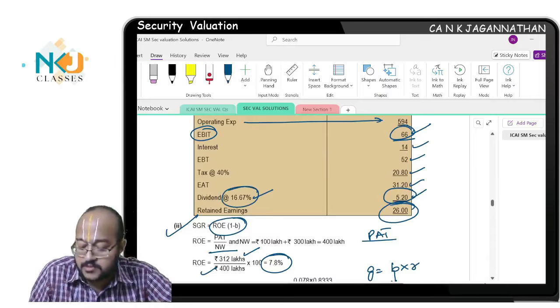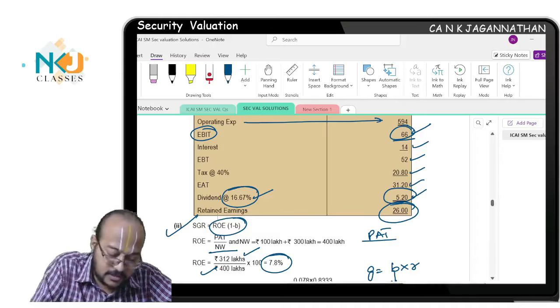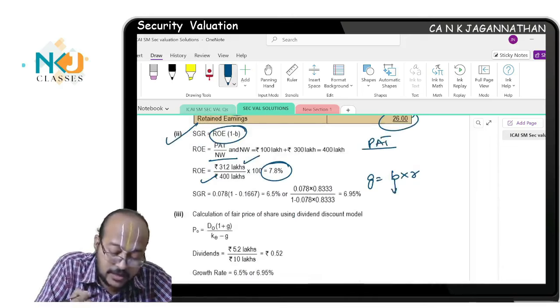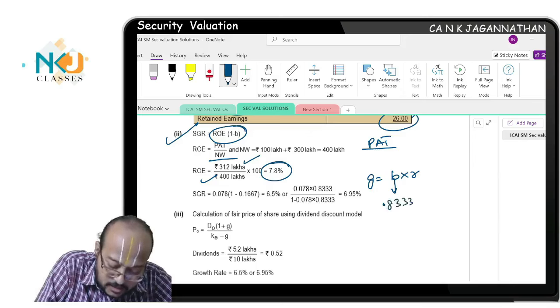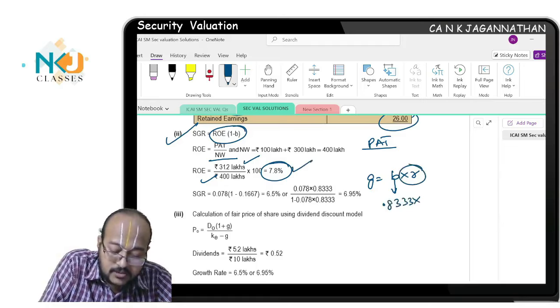1 minus 16.67%. How much is it coming? Okay, 1 minus 0.1667. 83.33% is the retention ratio. Okay, simply 0.8333 into the rate ROE. Here R is nothing but ROE.